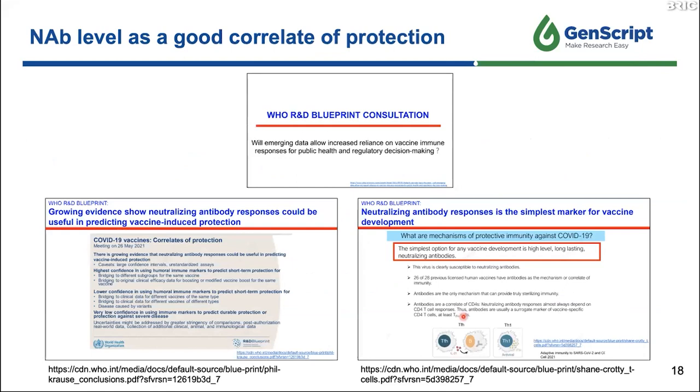Next, I would like to share some key takeaways from the WHO R&D blueprint consultation, where experts met to discuss the establishment of a correlate of protection that will benefit the process of vaccine development. The experts mentioned that there is growing evidence showing that neutralizing antibody responses could be useful in predicting vaccine-induced protection. And also, the simplest option for any vaccine development is high-level, long-lasting neutralizing antibodies.